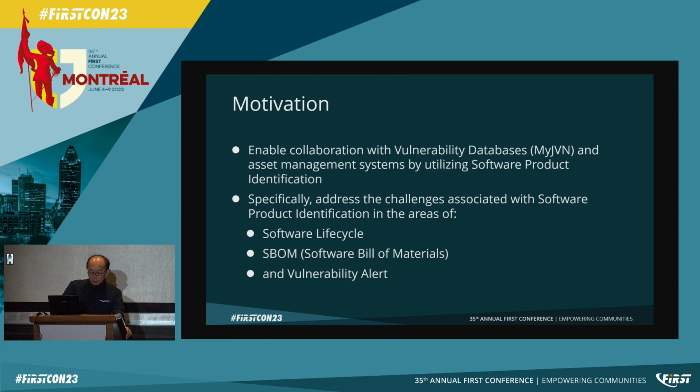Second is SBOM. Creation of comprehensive and associated SBOMs is crucial for effective software management. Number 3 is the vulnerability alert. Rapid and accurate identification of software products is vital for efficient vulnerability management. By addressing these aspects of software product identification, we strive to enhance the overall effectiveness and efficiency of software management and security practice. Through collaboration and innovation, we aim to create a more robust and secure software ecosystem.